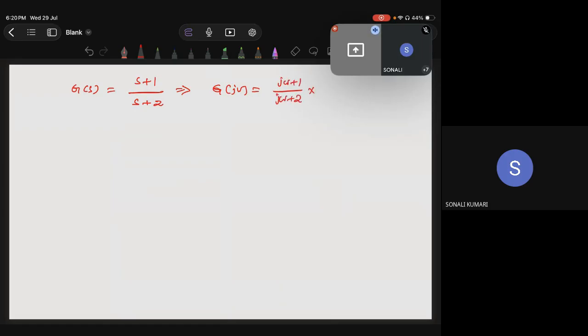Clear? So what I do is multiply by (j omega minus 2)/(j omega minus 2). So what is this? I get (j omega + 1)(j omega - 2) over omega square minus 2 square. Am I correct? So it's not omega square minus 2 square. It is (j omega) whole square minus 2 whole square. Correct? So what is j square? j square will be minus 1.